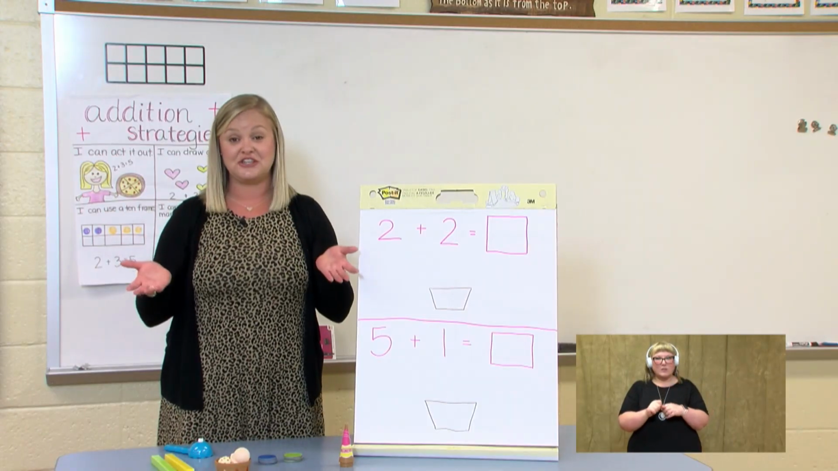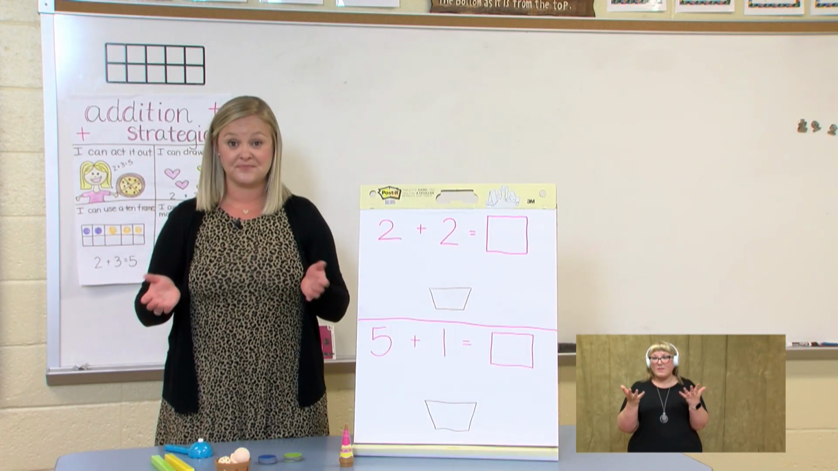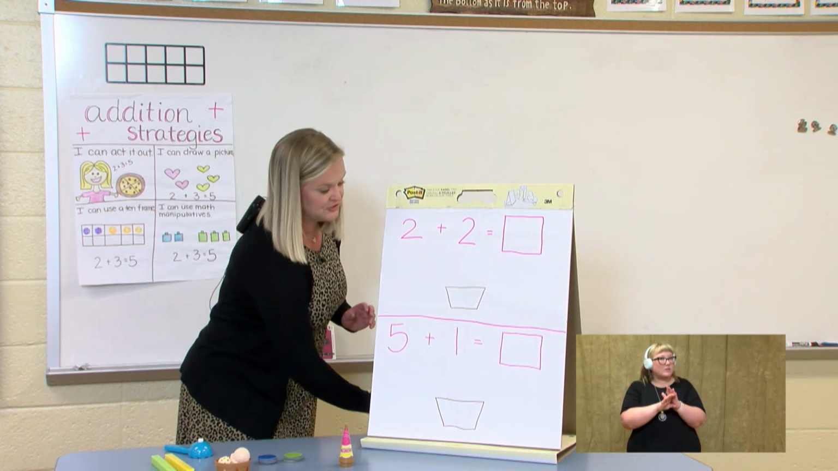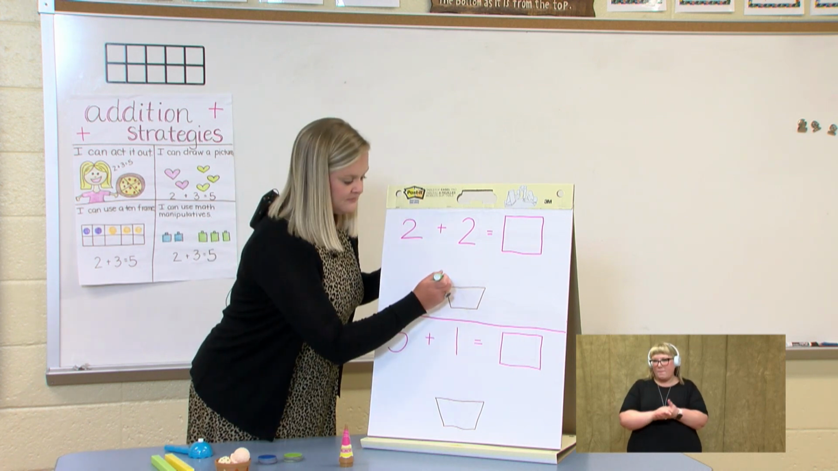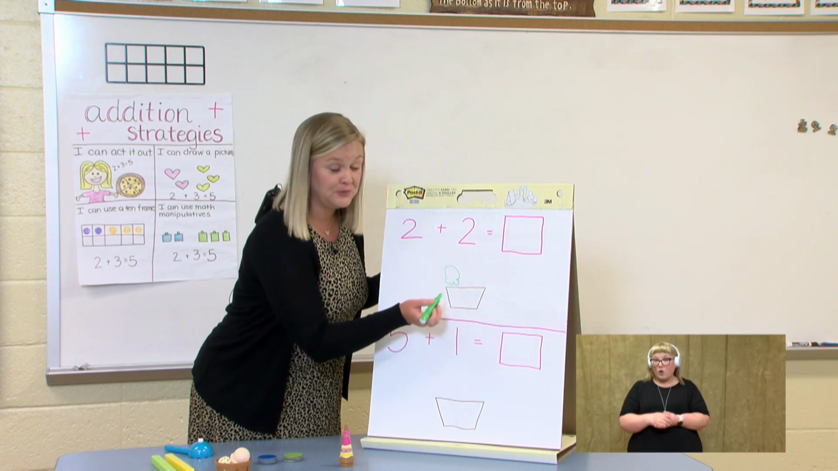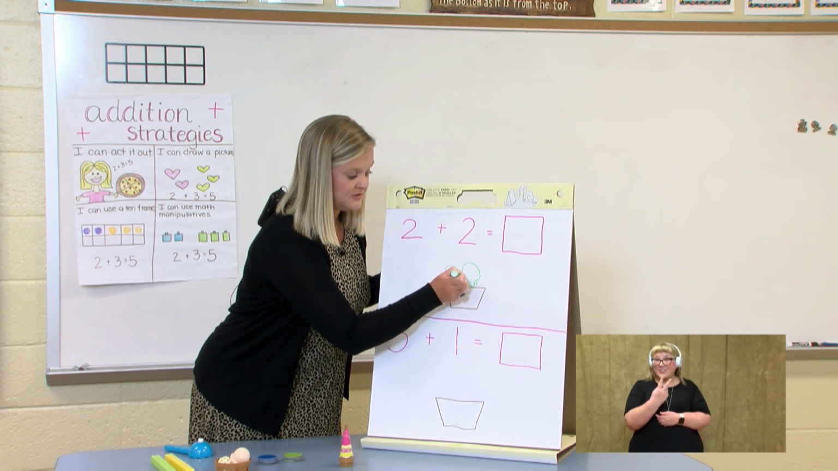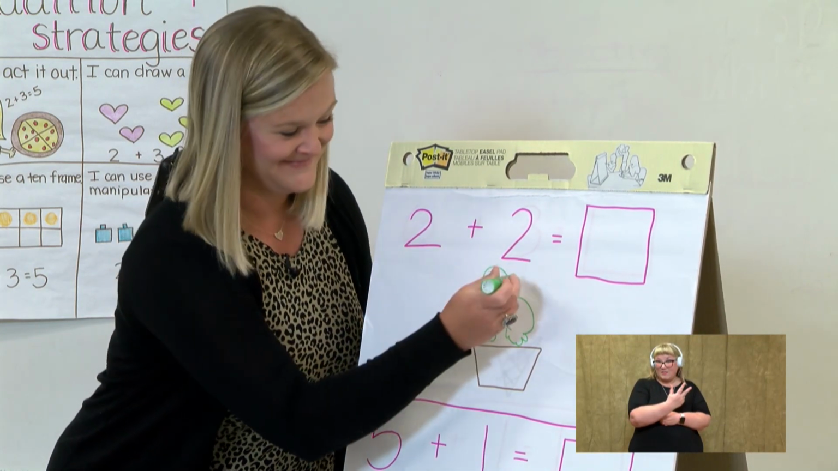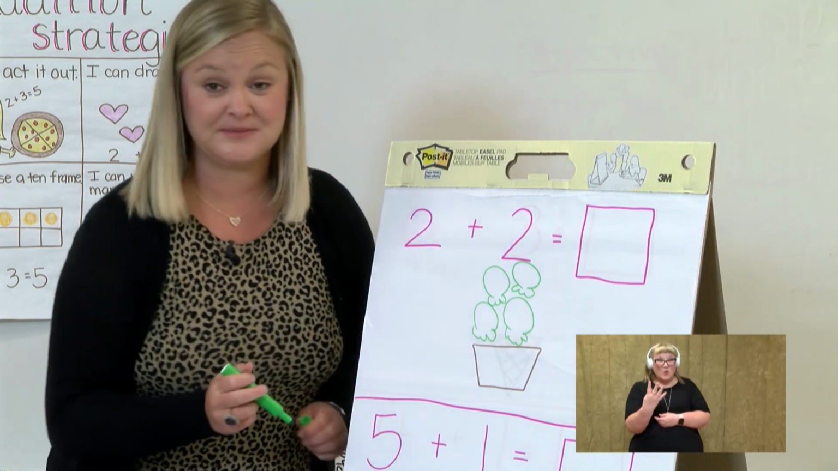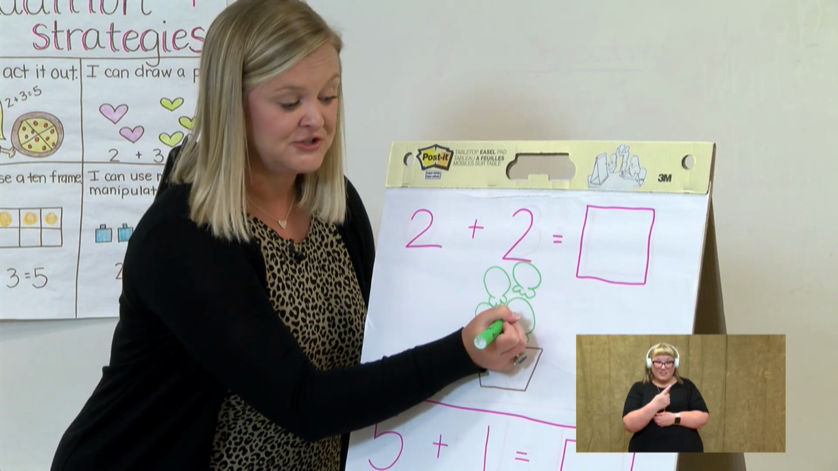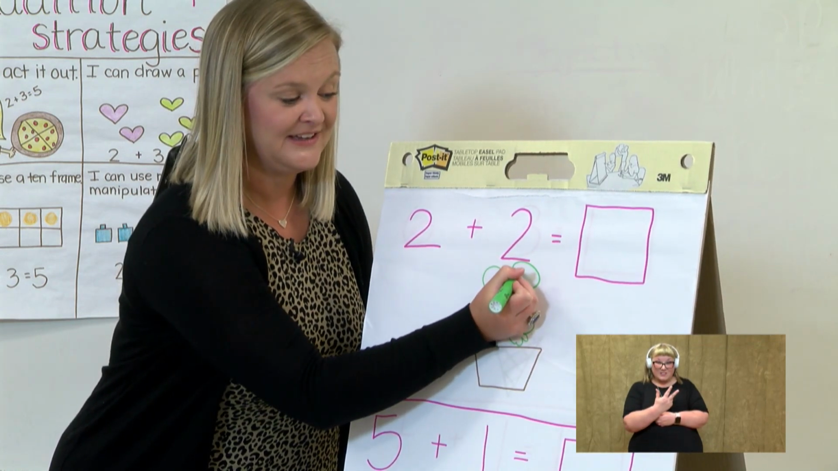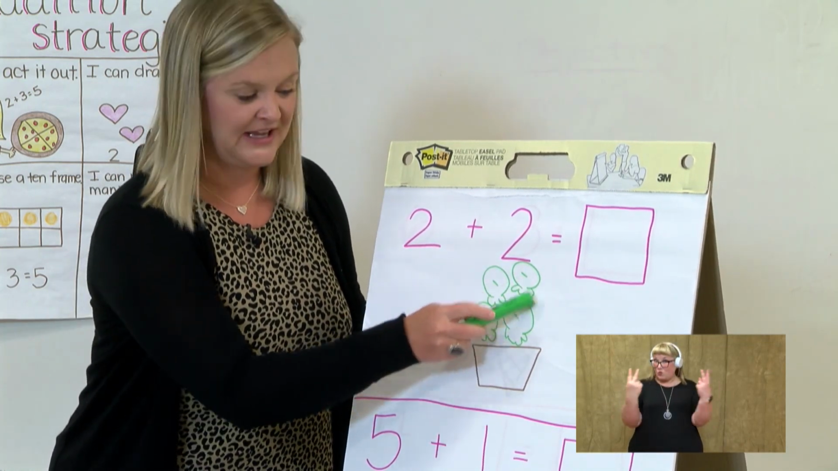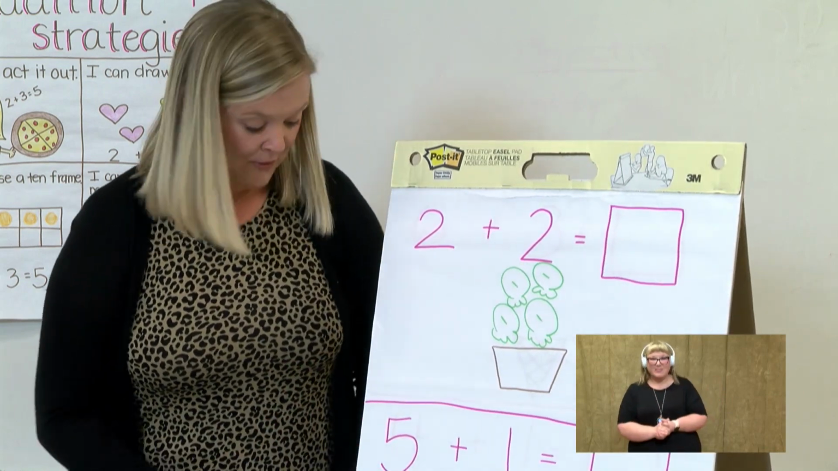Now, what is our next strategy that we're going to use to solve this problem? We are going to draw a picture. So let's draw a picture of this ice cream right here on this cup. 1 scoop, 2 scoops, 3 scoops, 4 scoops. So I have 1, 2, 3, 4 scoops of ice cream. 2 plus 2 equals 4. Good job. Now, our next strategy.